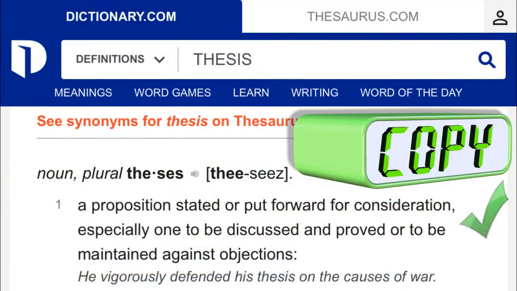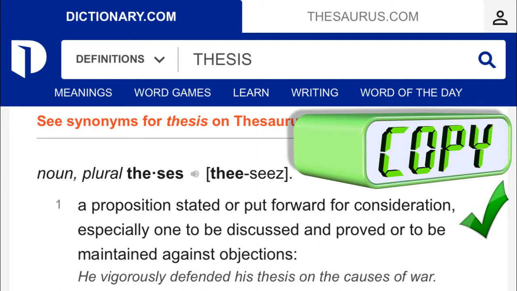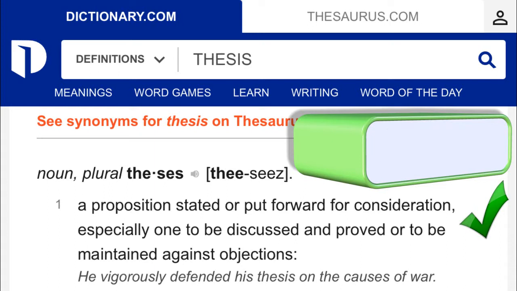I'm going to show you a video. Copy down definition number 1 for a thesis, which reads: a proposition stated or put forward for consideration, especially one to be discussed and proved or to be maintained against objections.